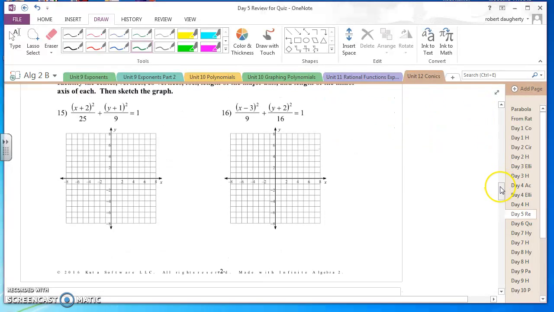That's it for the circles. Then we move into the ellipses. So in the ellipse, I want to find the center, the vertices, the co-vertices, the foci, and the length of the major and the minor axis.